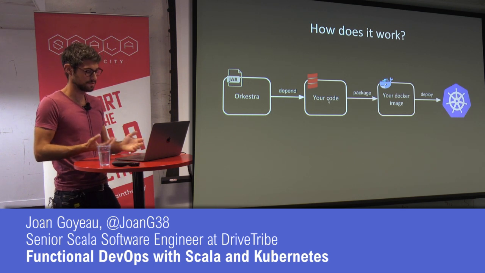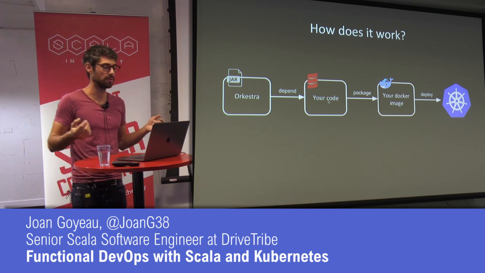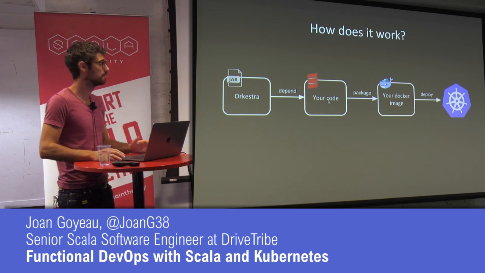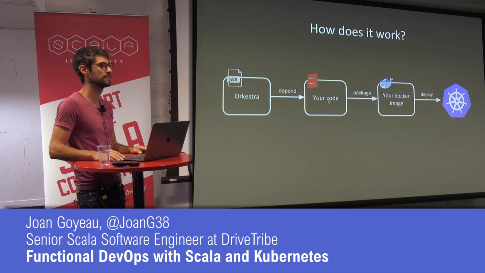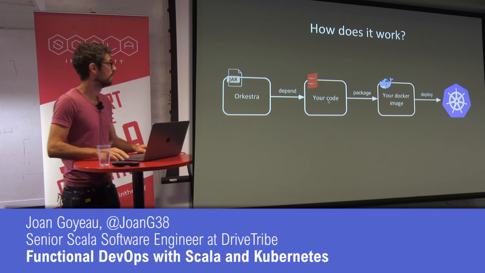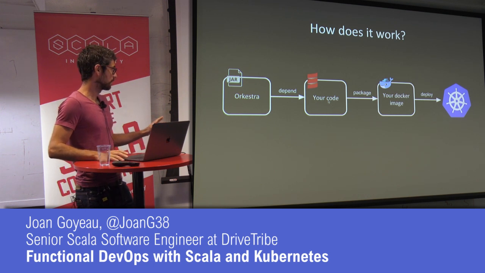Because it's just an SBT project, you can basically depend on anything. All those CIs have stores of plugins. For Orchestra, the store is Maven Central, so you can depend on any of them. For example, we're using a lot of AWS because we are in AWS most of the time. I guess most of you are on AWS. We just use the Java SDK of AWS, and then you package it to a Docker image, and you deploy it on Kubernetes.